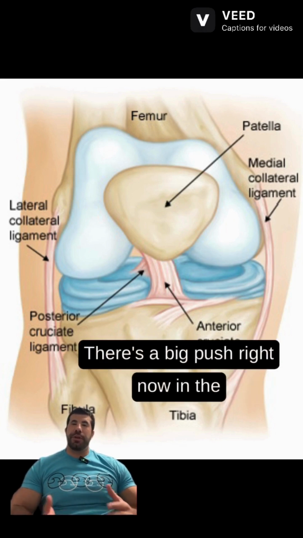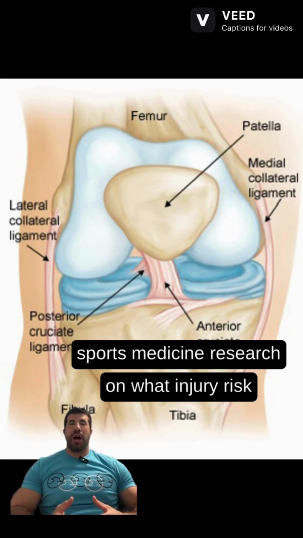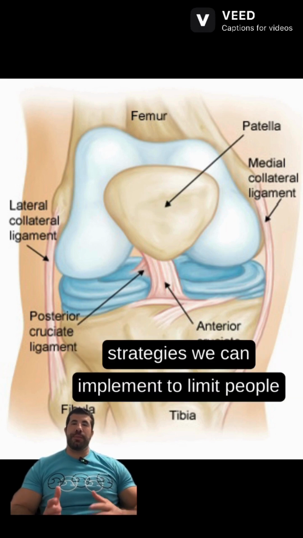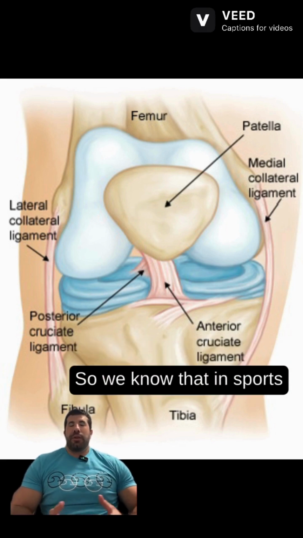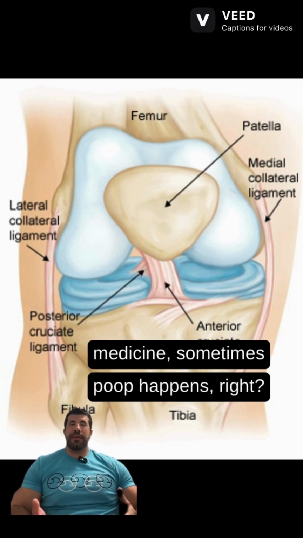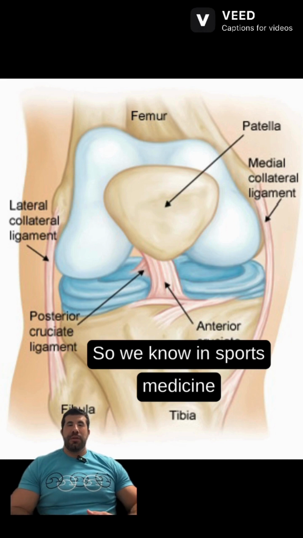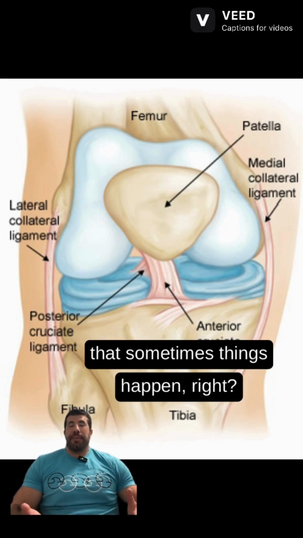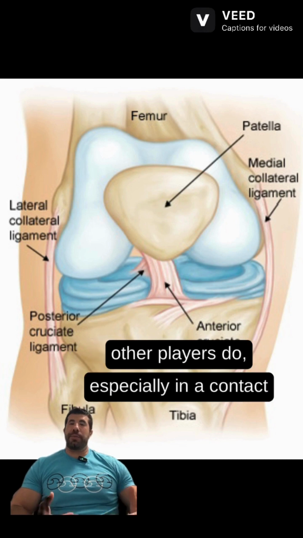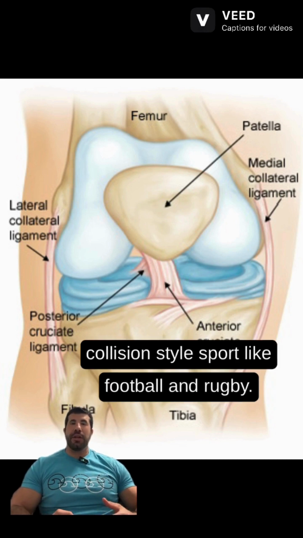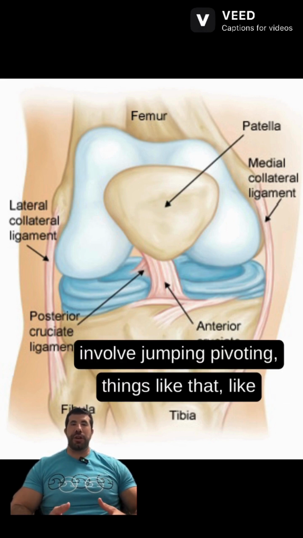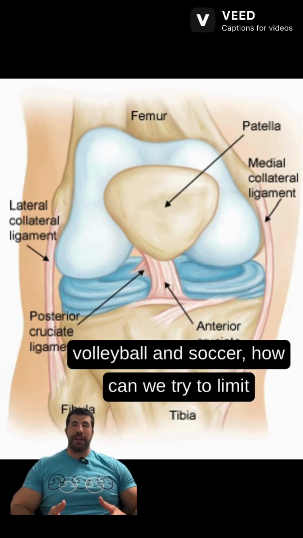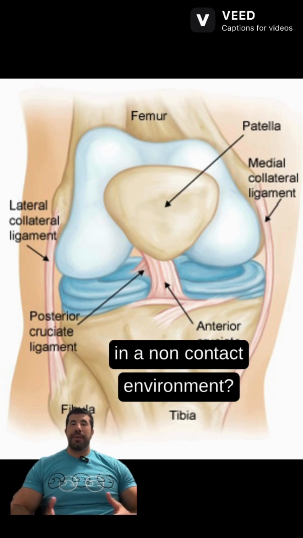There's a big push right now in the sports medicine research on what injury risk reduction strategies we can implement to limit people from tearing their ACL in a non-contact environment. So, we know that in sports medicine, sometimes, things happen, right? So it's really hard to control what other players do, especially in a contact collision style sport like football and rugby. But with some non-contact injuries, especially those that involve jumping, pivoting, things like that, like basketball and volleyball and soccer, how can we try to limit the number of ACL injuries that we see in a non-contact environment?